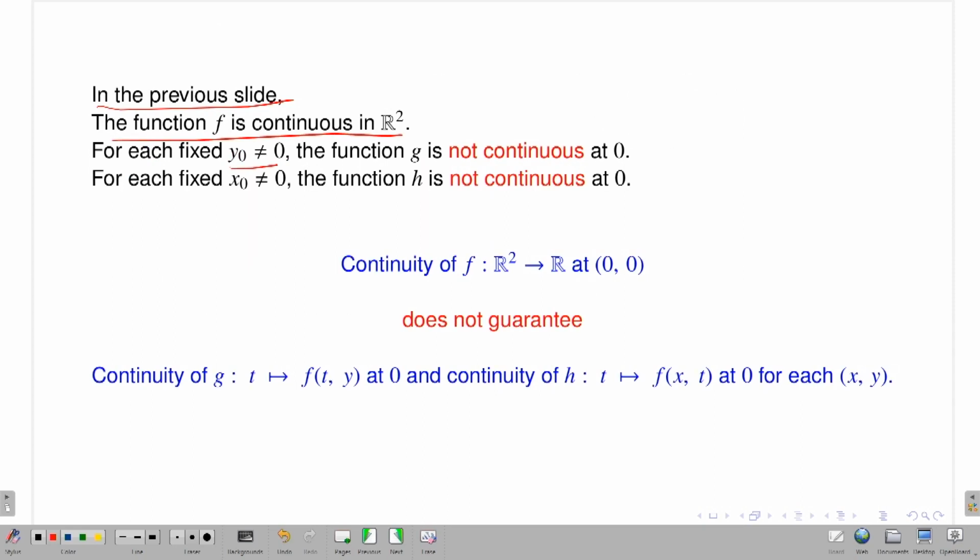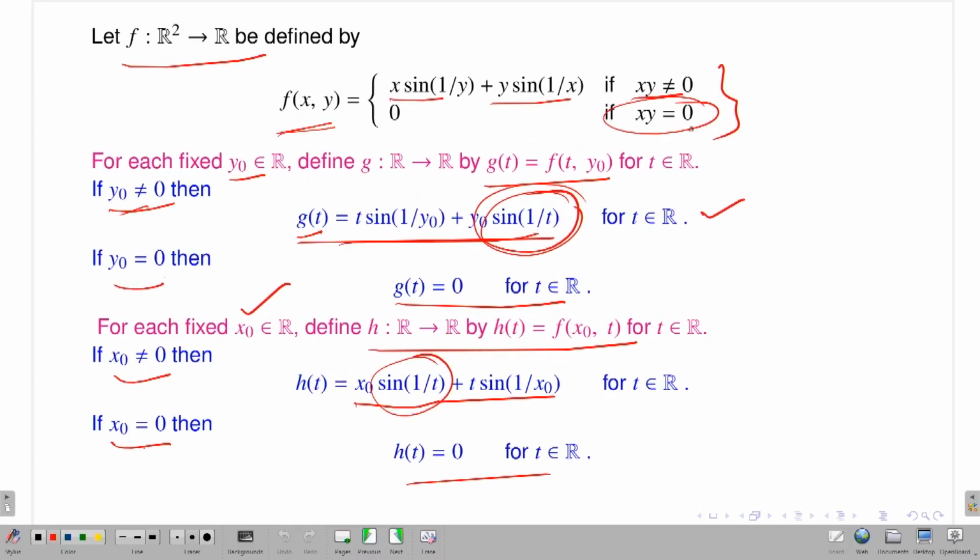But if y naught is non-zero, it involves sin 1 by t, so therefore g is not continuous at 0. If x naught is non-zero, it involves again sin 1 by t, so therefore h is not continuous at (0, 0). However, the function f is continuous in R2. So look at the function f. If xy is non-zero, this is a nice function, a continuous function. So you only have to check at (0, 0) what sort of problem is going on.